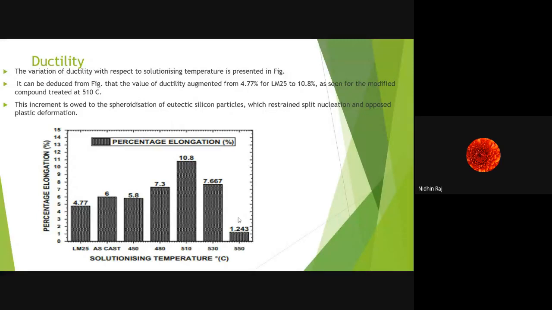Now, the decrease in the value of ductility from 510 to 530 is mainly because of the reduction in vacancies resulting in the formation of fewer aluminum nickel precipitates. And further decrease is attributed to the formation of defects in casting such as shrinkage, porosity, and inclusions, as noted by previous studies. Okay, so previous studies have reported these casting defects as the reason for the decrement.